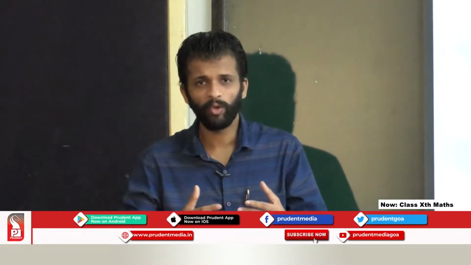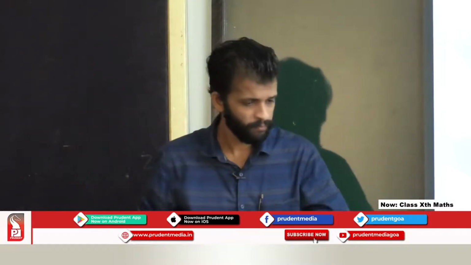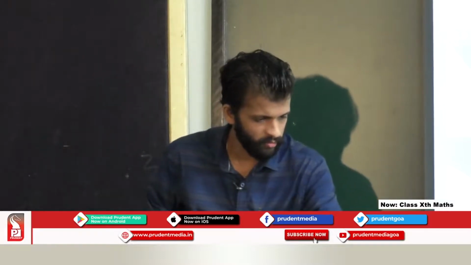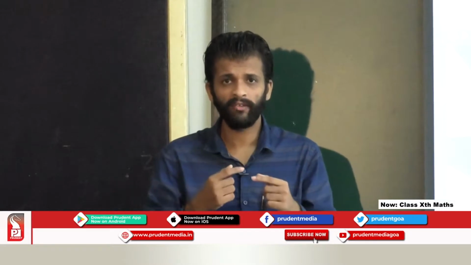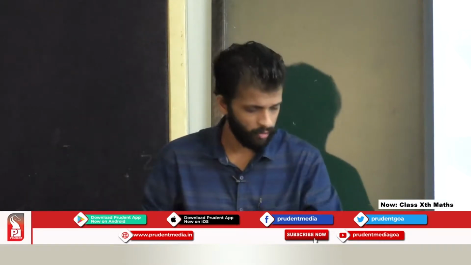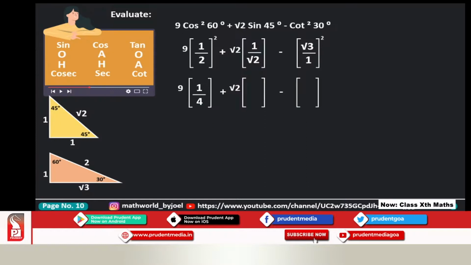Next step, all I have to do is square whatever is there. So when I do that, write the brackets, then write the signs and whatever is outside the bracket. So 1 square will become 1 upon 4. Okay. Here there is no square, right? So I'll write 1 upon root 2 as it is.